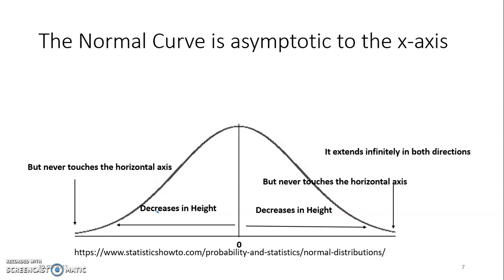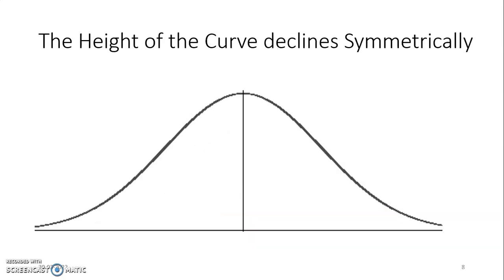So the curve is asymptotic. It extends infinitely in both directions, here plus infinity and here minus infinity. So the curve goes from minus infinity to plus infinity.